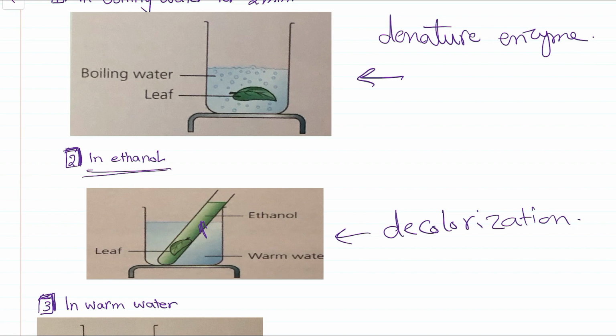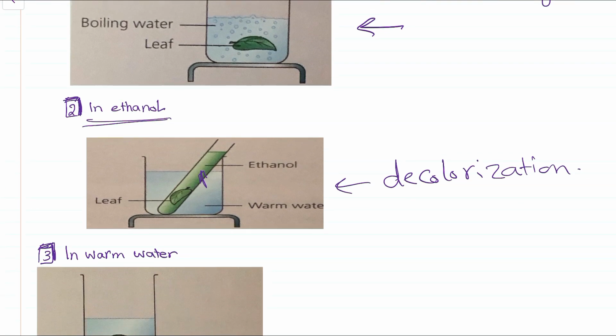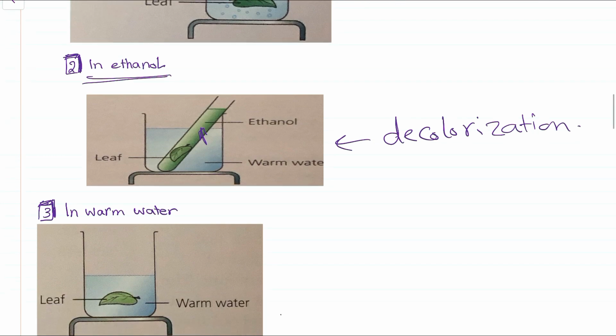Why do we need to remove the pigment? Because we are using iodine solution for checking the presence or absence of starch by the colors. To avoid any false result or any confusion in the colors, we need to remove the green color. So it's better to remove the color of the green leaves.